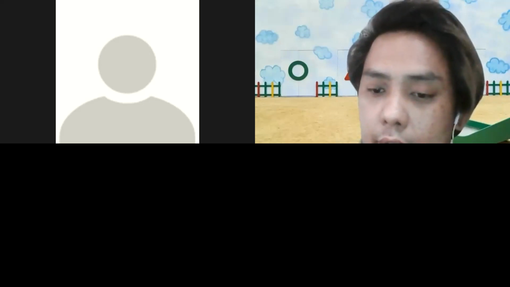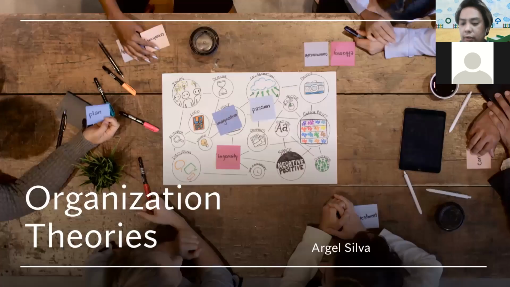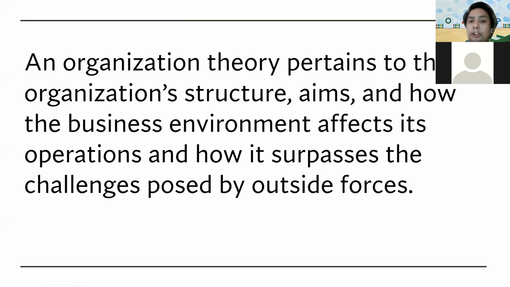So our second quarter will have the first topic of organizational theory, organization theory. So ano nga ba yung tinatawag nating organization theories? Okay, so an organization theory pertains to the organization structure, aims, and how business environment affects its operation and how it surpasses the challenges posed by the outside forces. So ibig sabihin, ito yung mga procedure, mga area, sistema sa loob ng organization in order to survive its business.